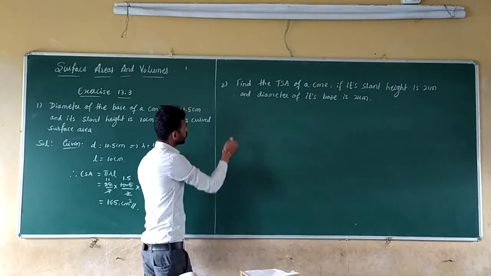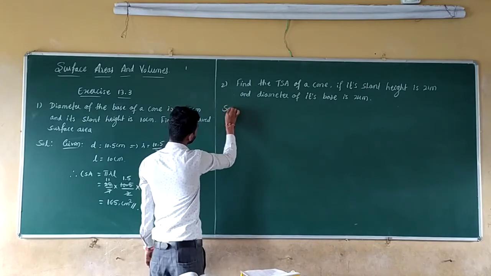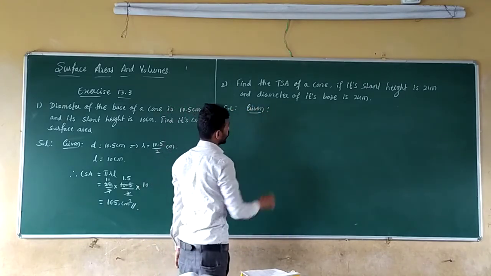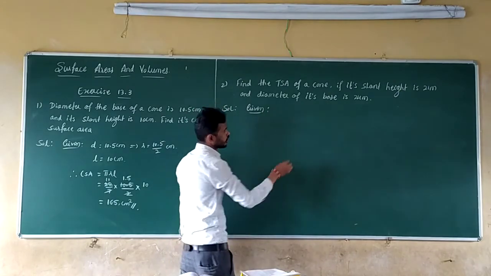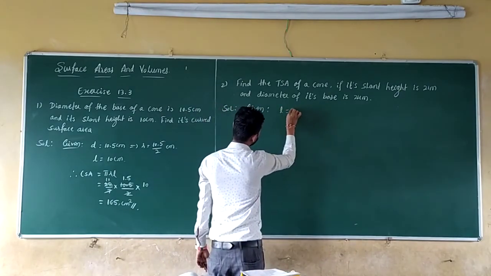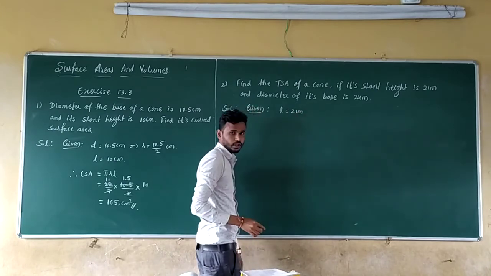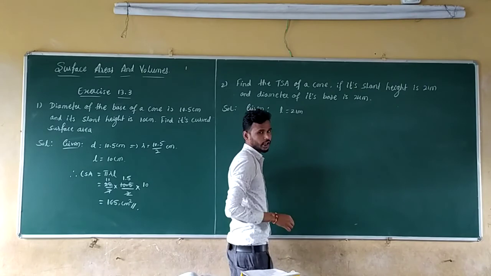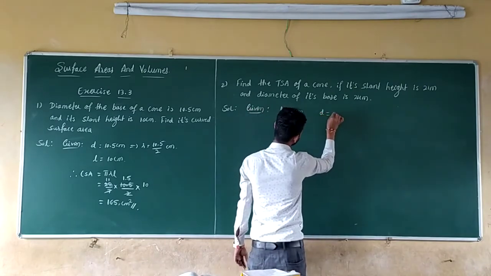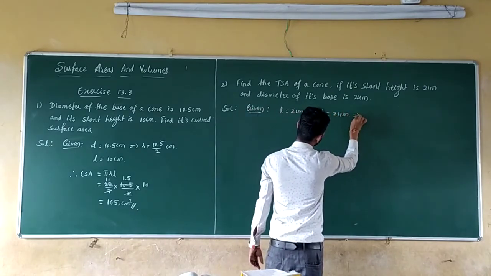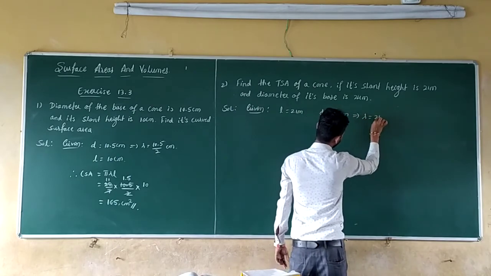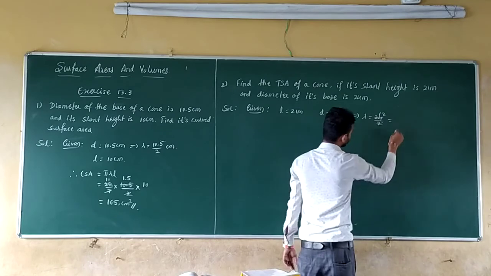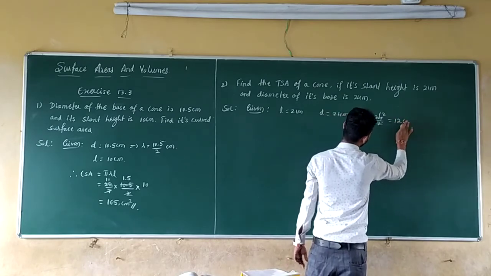Can I explain this one? Write the given. Slant height L equals 21 meter. Next, diameter of its base is given, so D equals 24 meter. Then radius will become 24 by 2, that is 12 meter.